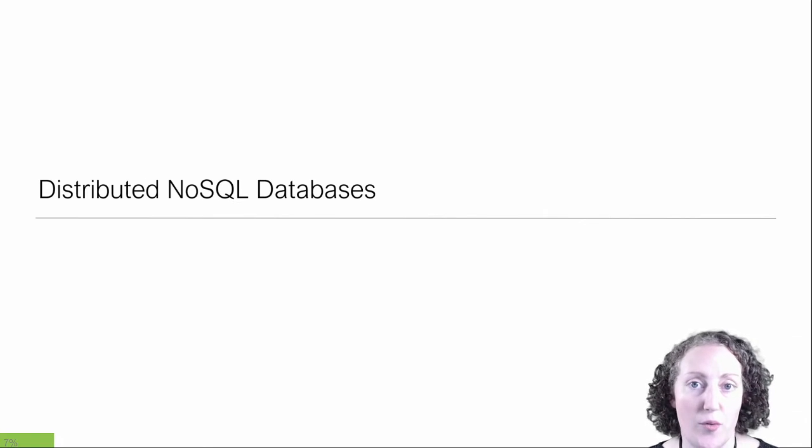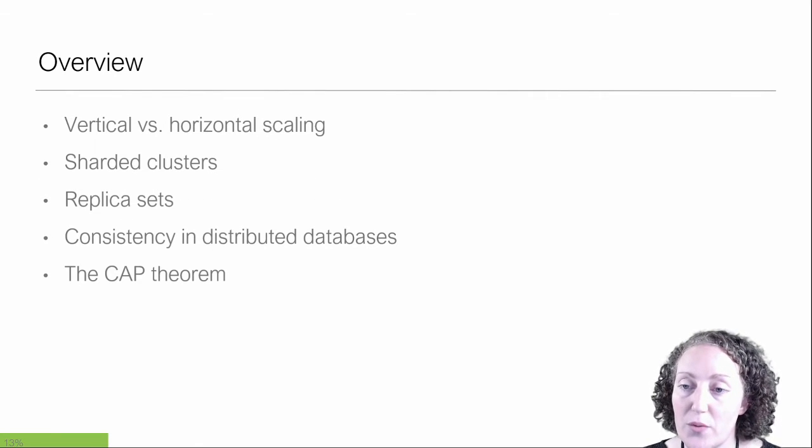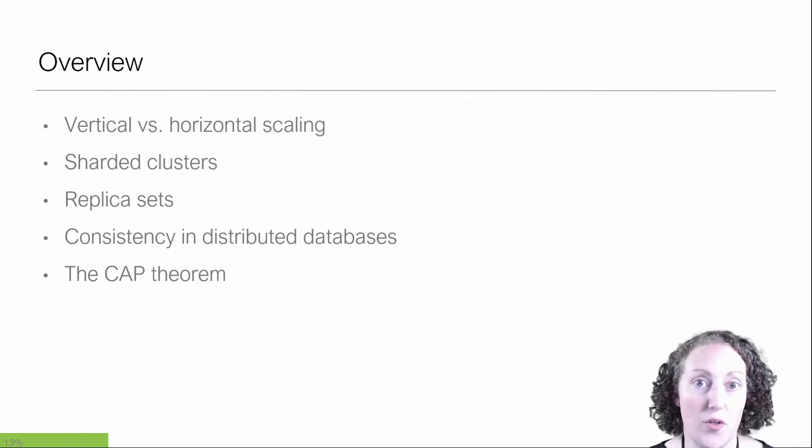So in this topic, we're going to talk about a few of the ways that this is achieved using Mongo specifically. First we'll talk about how we can scale or grow our database and the two different approaches we can take with that. We'll talk about clusters and sharded clusters, which are specific to MongoDB, also replica sets, and then consistency in distributed systems and the CAP theorem. I suppose those last two are not specific to Mongo, but are general concepts around that.